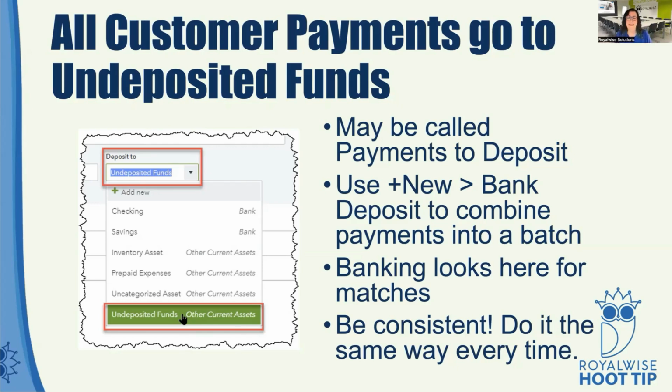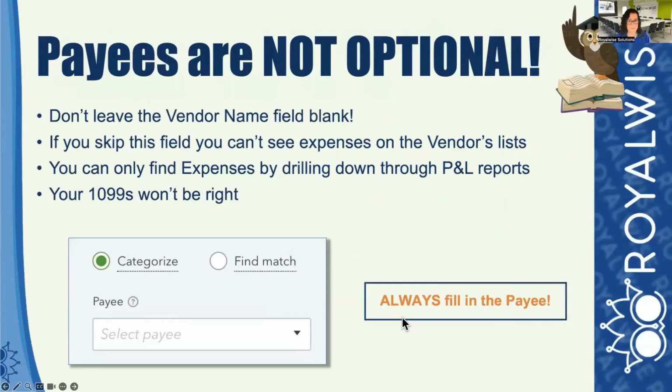Be consistent because the field is sticky. So if you did it once and then you forget to look at it on the next one, you could be putting things in multiple places. When I'm doing duplicate revenue cleanups, this is one of the reasons why. So everything goes to undeposited funds or payments to deposit.